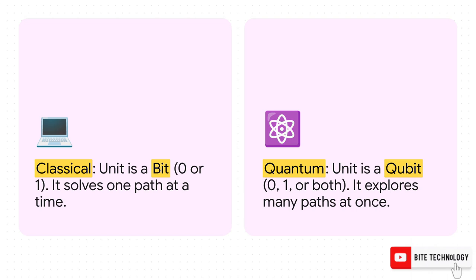And here's the mind-bending difference. A classical bit, like we've been talking about, is either a 0 or a 1. Simple. But a quantum bit, or qubit, can be a 0, a 1, or, get this, both at the exact same time. It's a property called superposition, and it lets a quantum computer explore countless possibilities all at once. This could let us solve problems that are literally impossible for even the fastest supercomputers we have today.